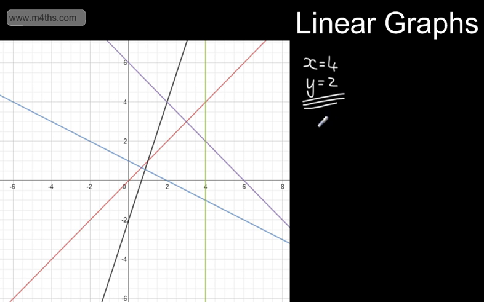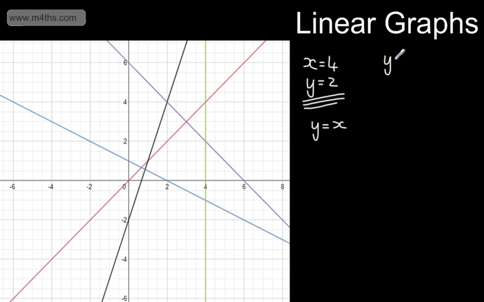If we look at the red one, this is y is equal to x. With linear graphs or straight lines, we only have the first power on each of these variables. So this is y to the first power and x to the first power. So it wouldn't be x squared, it wouldn't be y cubed, it's just y is equal to x. So that's that line just there.